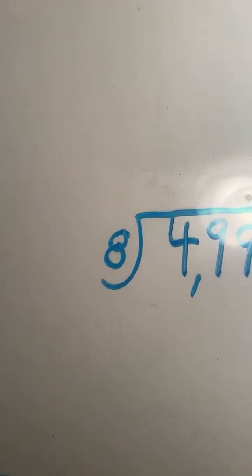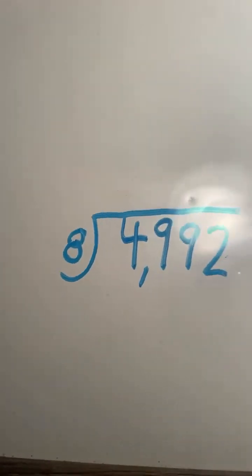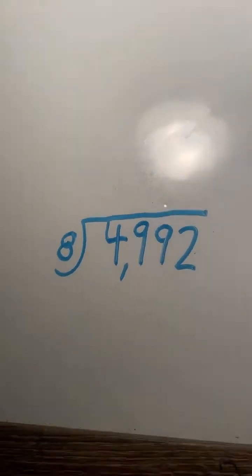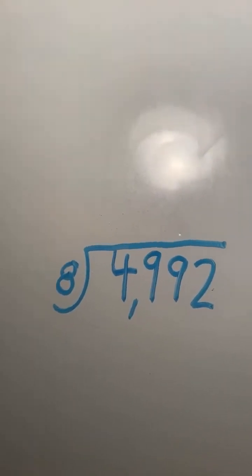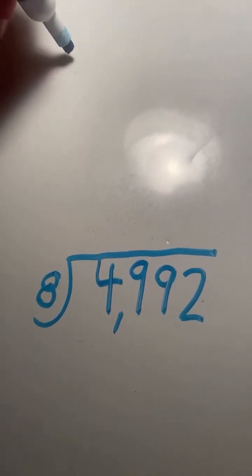We can start out with 2 digit by 1 digit division. So we're going to start out with 49 divided by 8. I'm going to skip count by 8s. I'm going to see how many groups of 8 I can get into 49 without passing it.